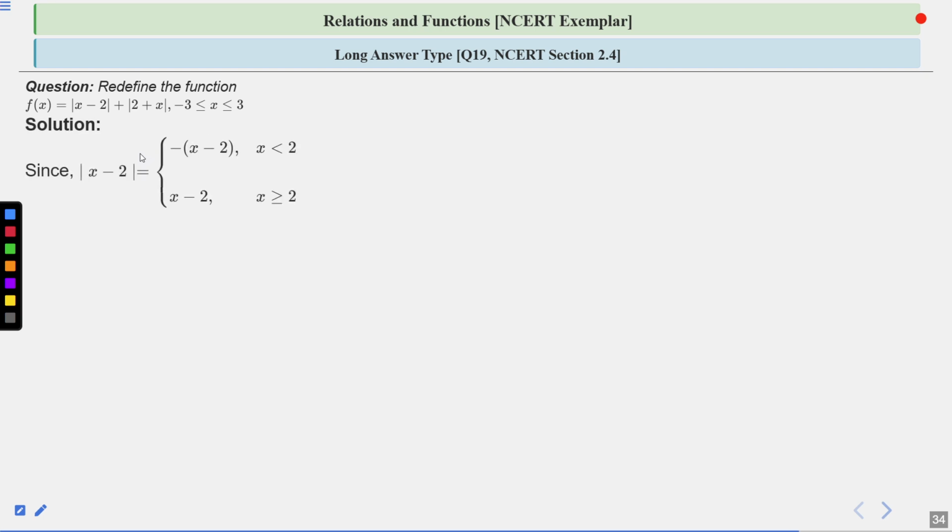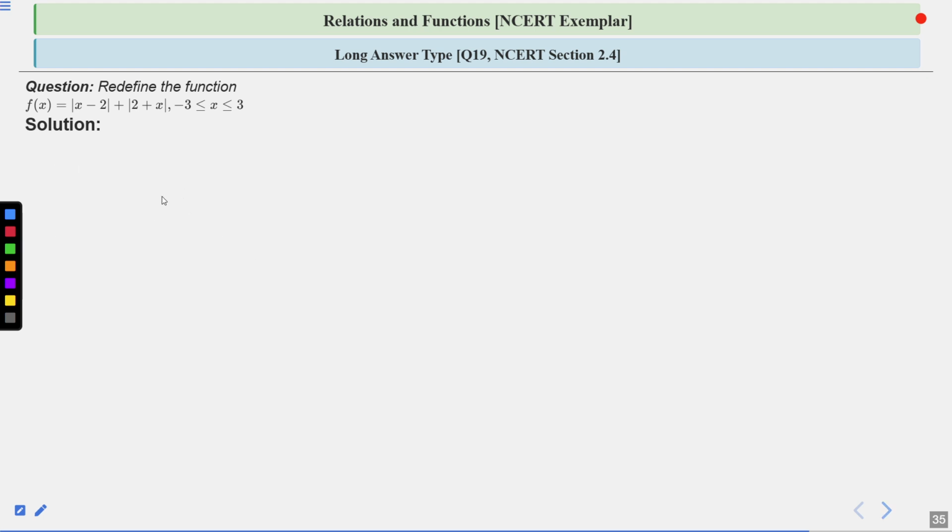Solution. So first of all, break this term, absolute of x minus 2. Absolute of x minus 2 is minus of x minus 2 when x is less than 2, and absolute of x minus 2 is x minus 2 when x is greater than or equal to 2. Now for this term, absolute of 2 plus x: absolute of 2 plus x is minus of 2 plus x when x is less than minus 2, and absolute of 2 plus x is 2 plus x when x is greater than or equal to minus 2.